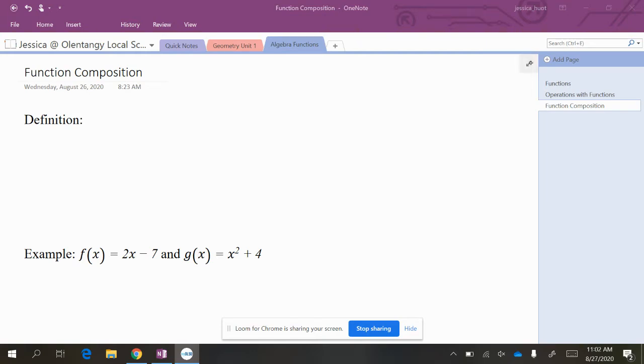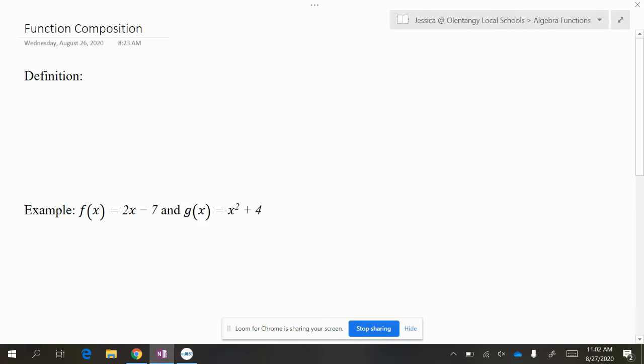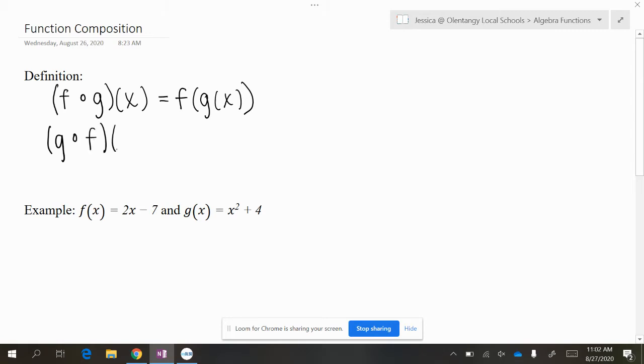Function composition. So when talking about function composition, the definition of it looks something like this. And what this actually means is f of g of x. That just means that we are taking the function g of x and inserting it into f of x. So we could also have g of f of x, which just means we are now taking f of x and putting it into g of x.